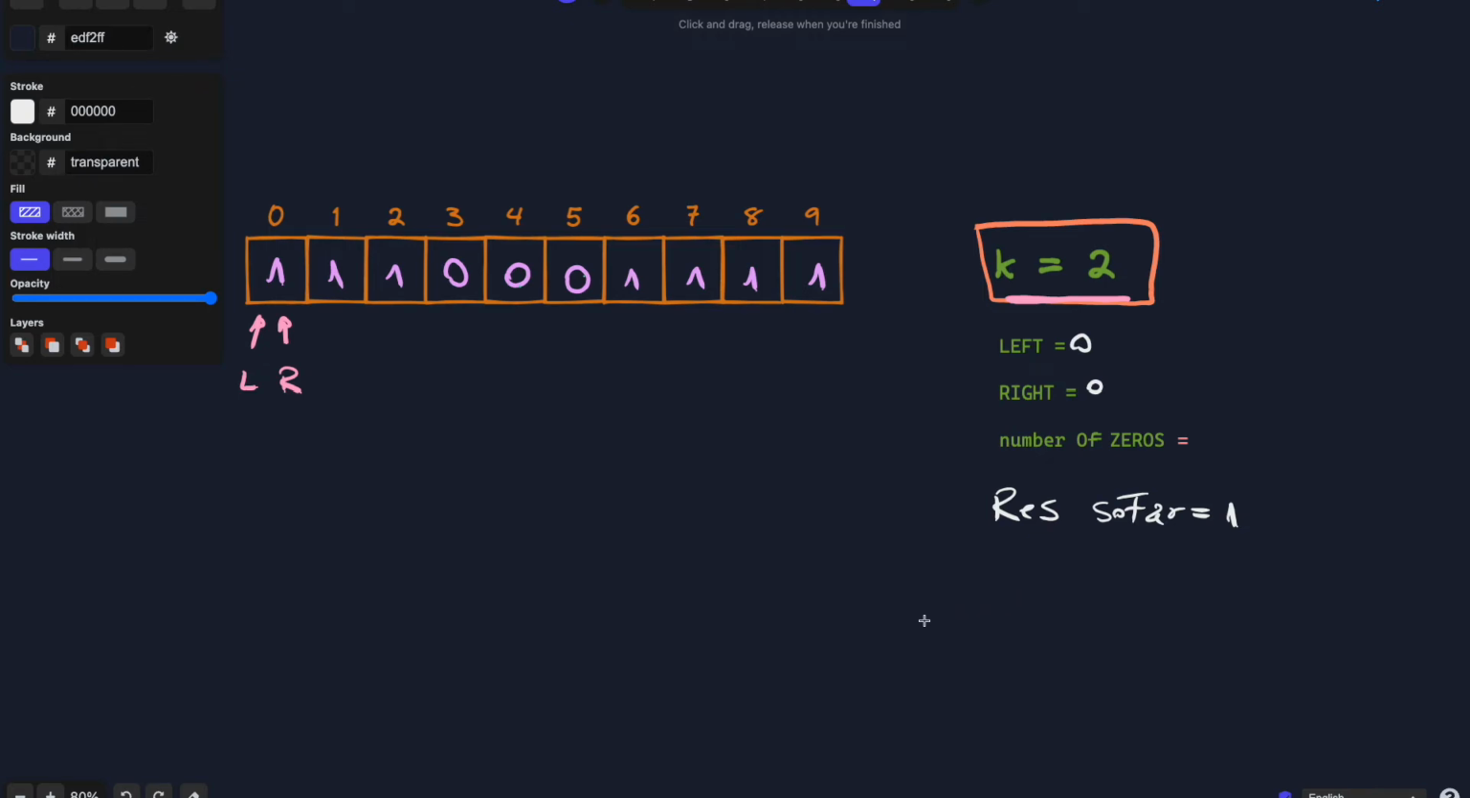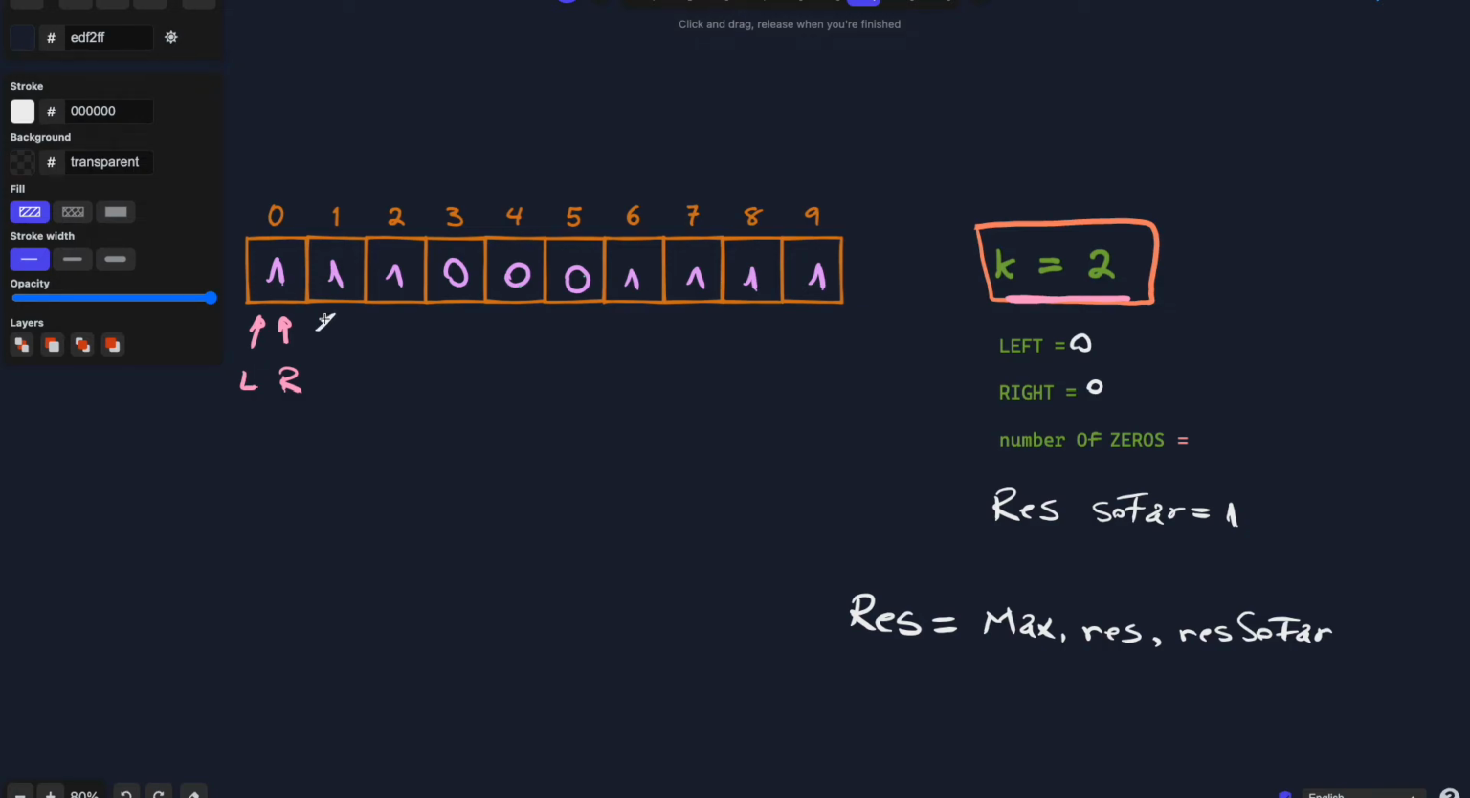And then we would have a variable result, which will be basically the maximum result that we will have to return at the end. So this will be the max between our result and our result so far, right? Because right now our result is 1, but we don't know how we'll update this result if we continue to traverse the array. So right now the result so far is 1.